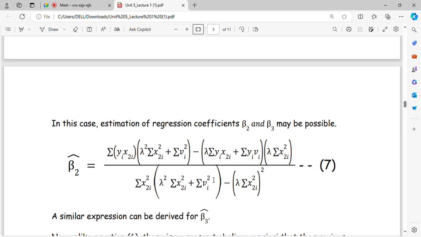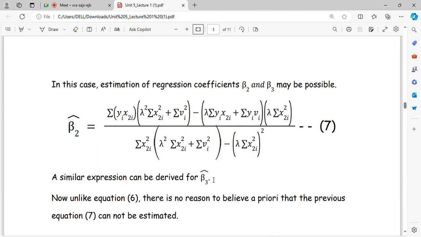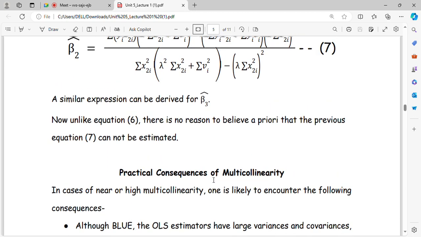But unlike equation 6, where we are getting a 0 by 0 form, this is not 0 by 0, right? So unlike equation 6, there is no reason to believe a priori that the previous equation 7 cannot be estimated. This can be estimated. Okay.